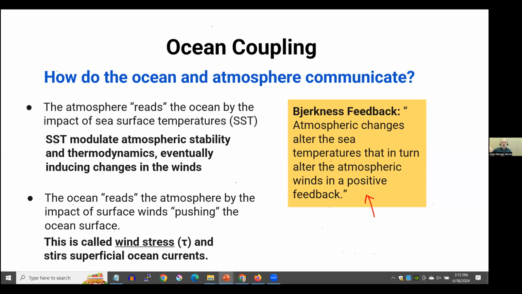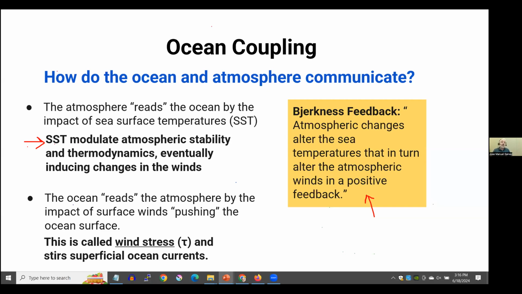The way they communicate is that sea surface temperatures modulate the stability. So if you have a really, really warm sea surface temperature, that will tend to lower the pressures and also enhance deep convection thunderstorms. And those thunderstorms then are going to change circulations in the rest of the atmosphere. So if you really warm up the ocean, you could eventually have an atmospheric response by these changes in instability. On the other hand, how does the ocean read the atmosphere?